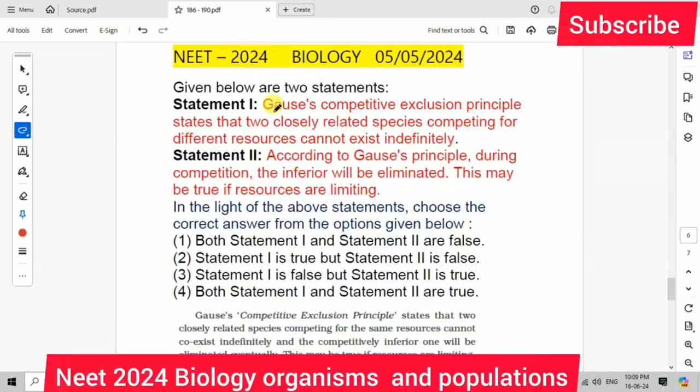Statement 1. Gause's competitive exclusion principle states that two closely related species competing for the same resources cannot exist indefinitely. And statement 1 is right, it's correct. Next, statement 2. According to Gause's principle, during the competition, the inferior will be eliminated. This may be true if the resources are limiting. It is false. So statement 1 is true, statement 2 is false. Answer is option 2. You can see the NCERT statements here from the chapter known as organisms and populations.